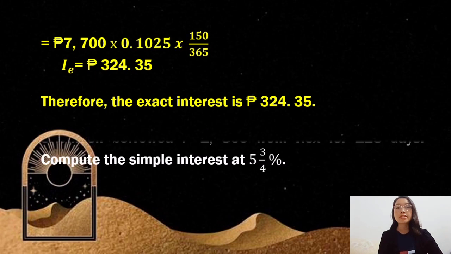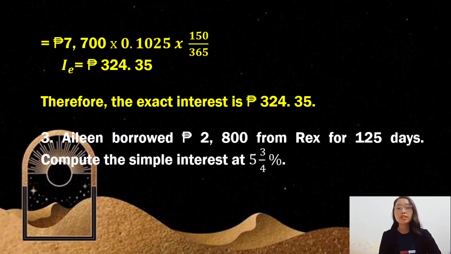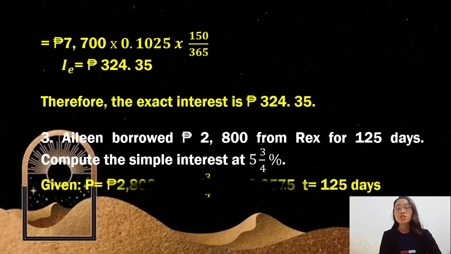Let's now have the third and last example. Eileen borrowed 2,800 pesos from Rex for 125 days. Compute the simple interest at 5 and 3/4% rate. So given in this problem, the principal is equal to 2,800 pesos, the rate is equal to 5 and 3/4%, or 0.0575 when converted to decimal, and time is equal to 125 days. Since neither ordinary nor exact interest was mentioned in the problem, we automatically use ordinary interest, as it is stated that if the type of interest is not stated in the problem, it is assumed to be ordinary interest.